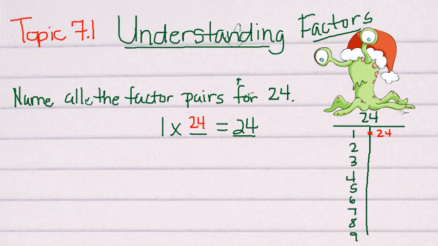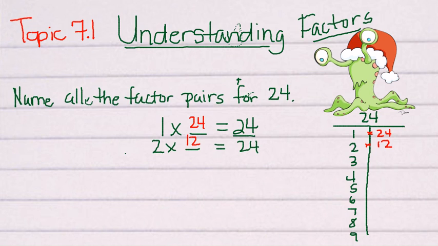Let's find another factor pair. We're going to start with the next number down, 2. 2 times what number is going to give me 24? Do you know that one? Did you guess 12? Perfect. So if we put a little times sign and say 12. So far we have 2 factor pairs, or 4 numbers that will go into 24.